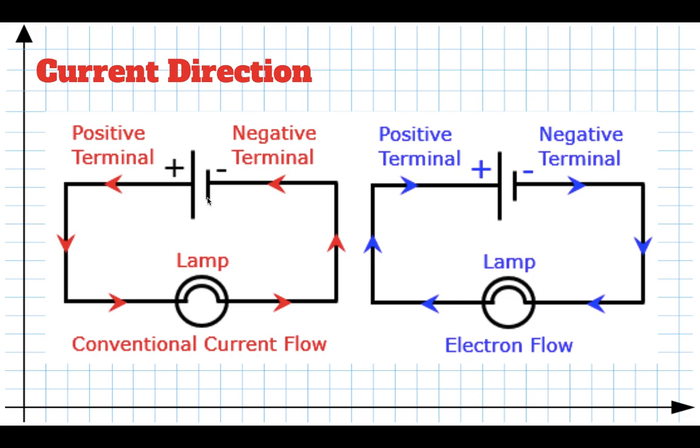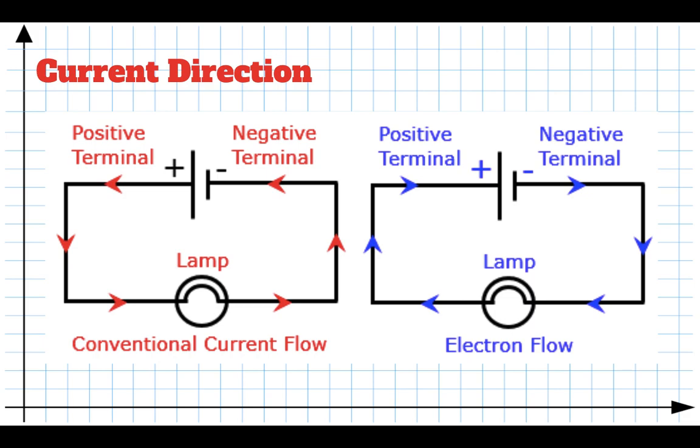So if you imagine a battery right here, and this is the positive side of the battery, the positive charges will come out and go around the circuit. So the direction shown in red is what we call the conventional current flow. It's the direction that the positive charges would flow if Ben Franklin had been right. But it turns out he was wrong. The positive charges don't flow.